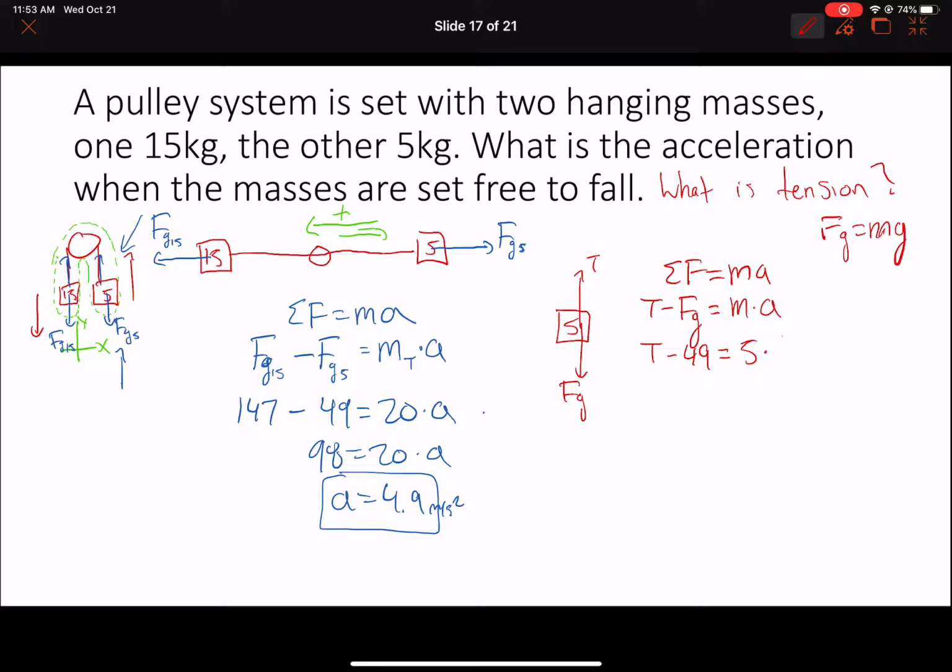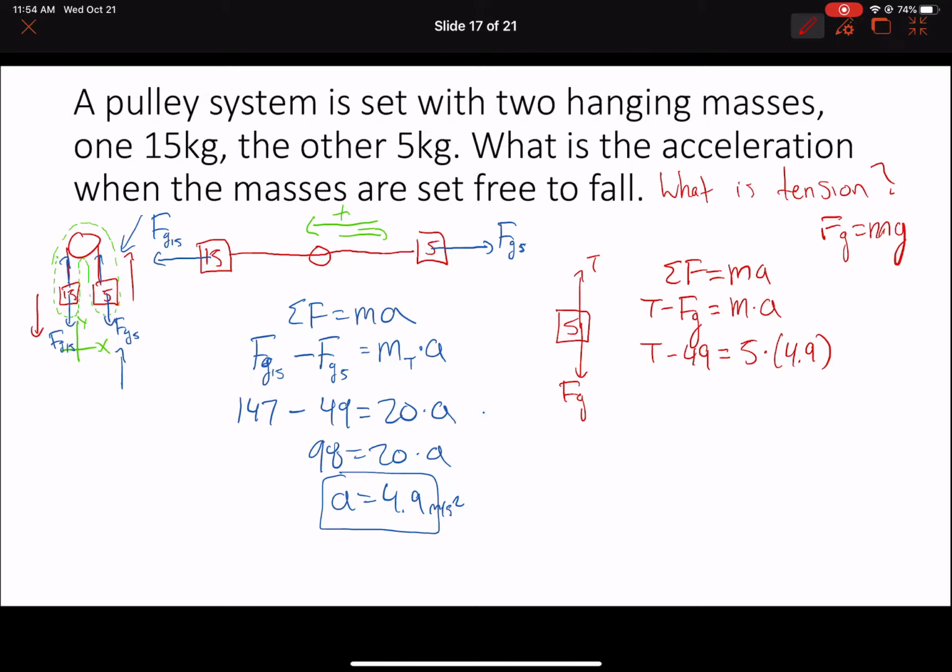But my acceleration is 4.9. This block is moving up at 4.9. If you decided to isolate the other block, you would need a negative 4.9 because that block is moving downwards. Okay, make sure you have the direction in there. That negative or positive is very important.